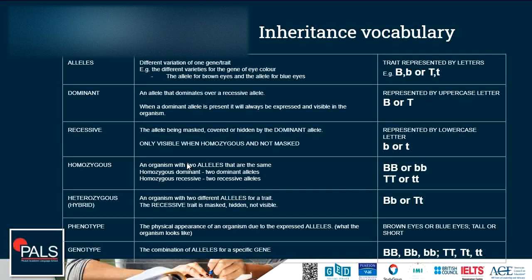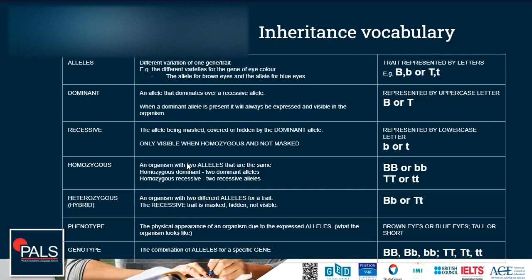Quick recap, the prefixes homo and hetero, we find them very often in science. Homo means same, hetero means different. So homozygous, twice the same alleles, heterozygous, different alleles.